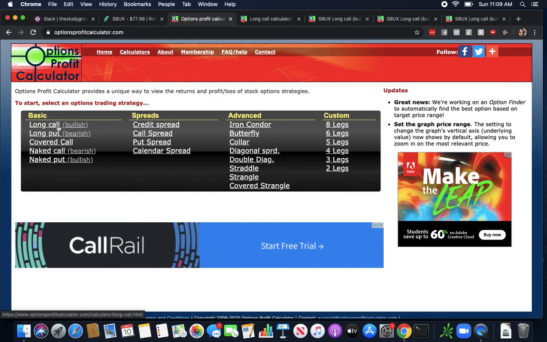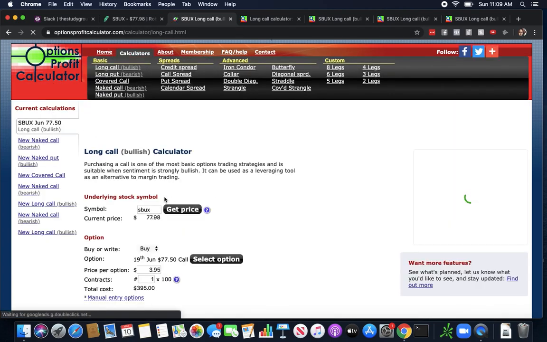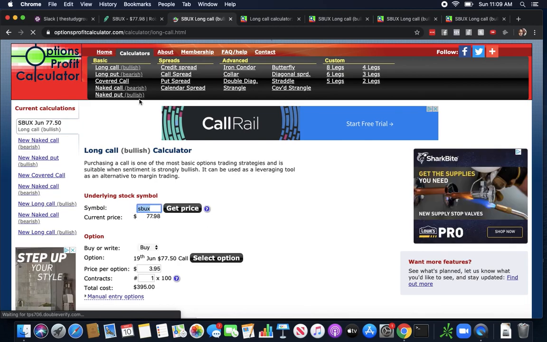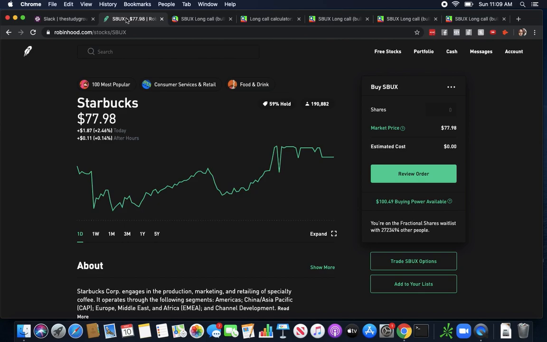We are going to focus on the long call for now. You could do the same thing with the puts, but these two are the primary ones that you want to look at. I'm just going to focus on the calls right now. So I'm going to click on long call. It'll take me here, right? So you just go ahead and put in your ticker symbol. I'm just going to go with Starbucks because that was one of the examples that we used on the call last night.